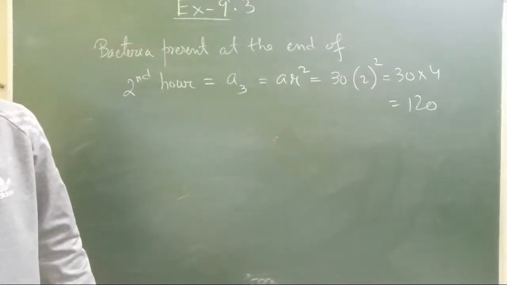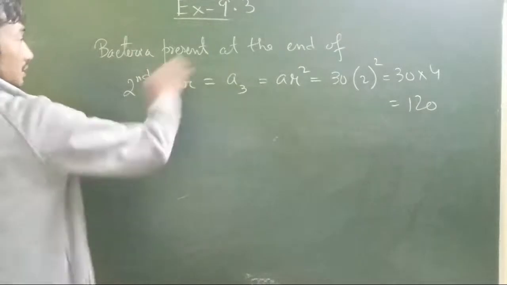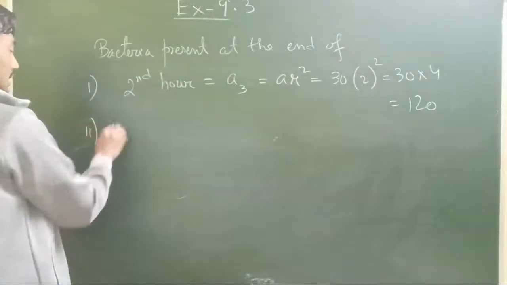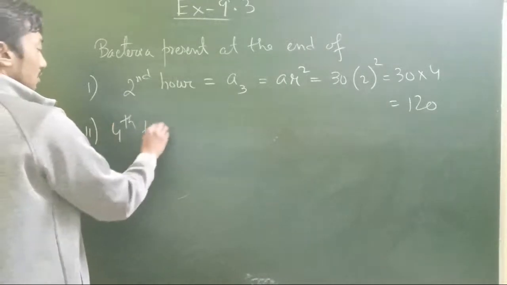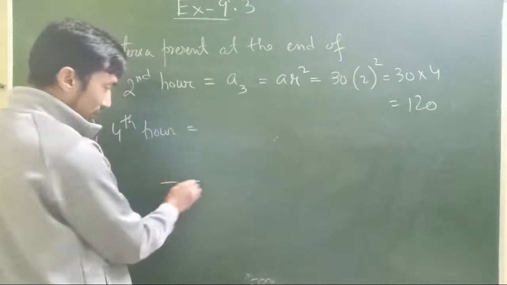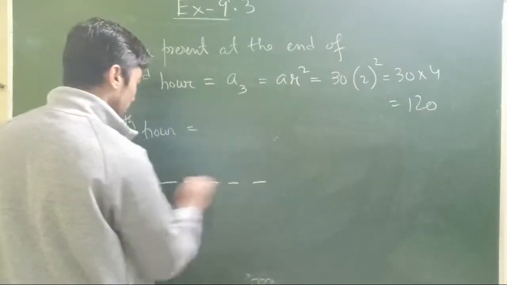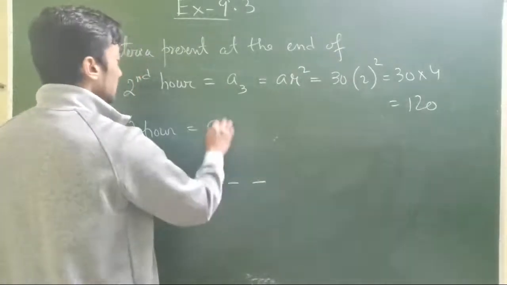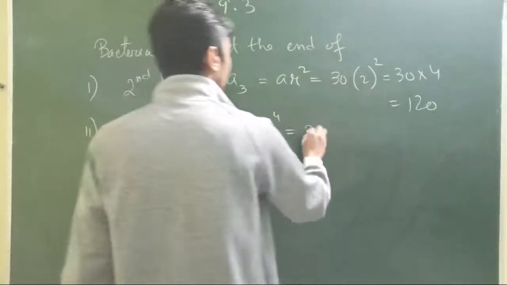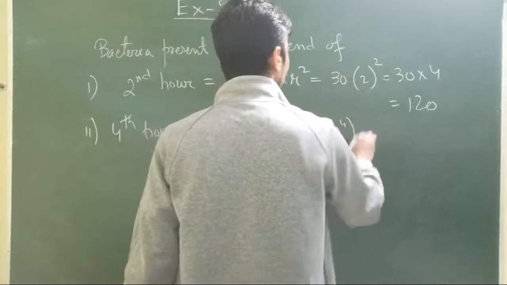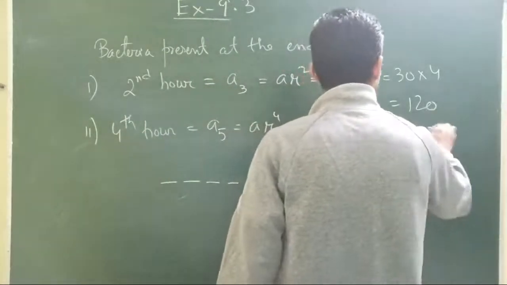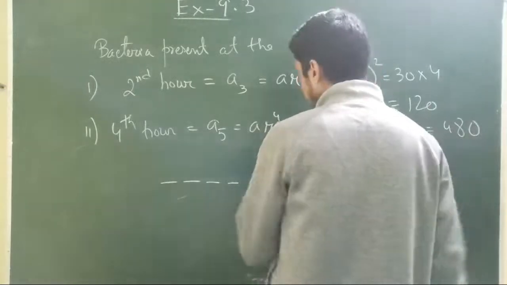Again, 4th hour. So I'll just write down here. Okay, bacteria present at the end of second hour. Next is, I don't want to write again, 4th hour. This is 0th hour, first hour, second hour, third hour, 4th hour. So 1, 2, 3, 4, 5. A5 is A r to the power 4. So that's going to be 30 into 2 to the 4: 2, 4, 8, 16. So that's like 480.